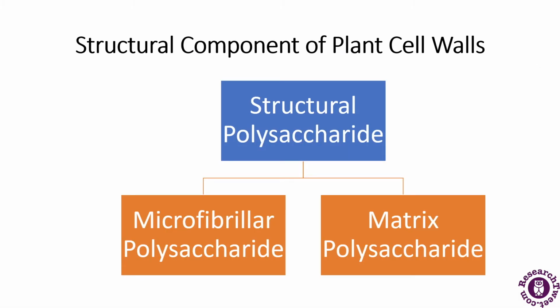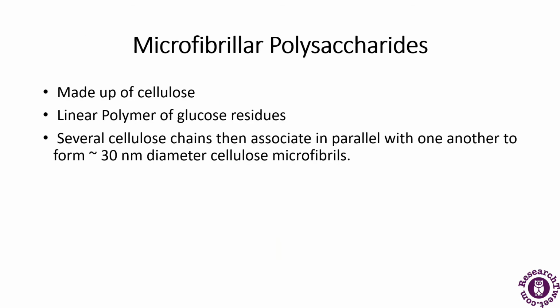Next, what are the structural components of the plant cell walls? The structural polysaccharides have been divided into two major classes: the microfibrillar polysaccharides and the matrix polysaccharides. These are the two major categories. Now first we will talk about microfibrillar polysaccharides. So what is it?